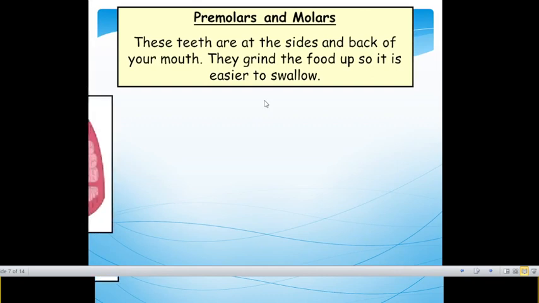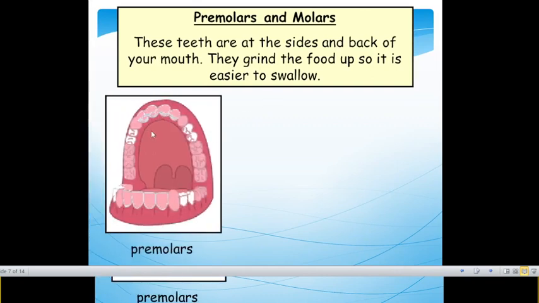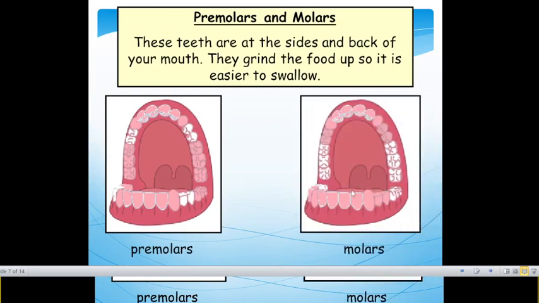Then you have premolars and molars. So you can see these are your premolars and this is your molar. How many molars are there? Three molars will be present in your permanent dentition: first, second and third.